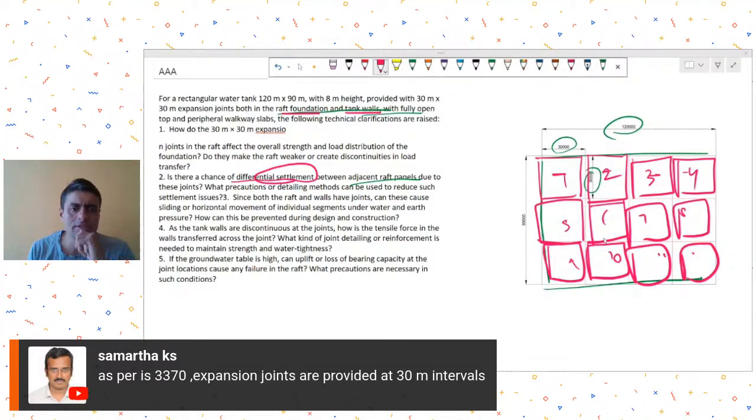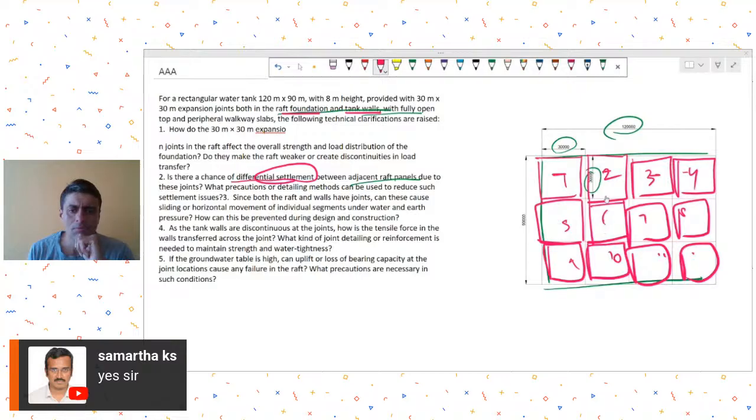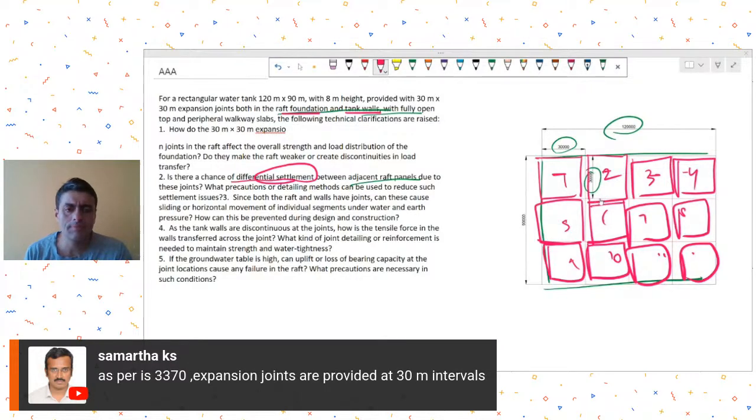Mr. Samarth KS is informing, as per IS 3370, expansion joints are provided at 30-meter intervals. Oh, is it? But how can you provide an expansion joint in a liquid retaining structure like this? How will you seal it up? How will you maintain water retention? I'm not sure. I don't think in this type of structure you can provide.